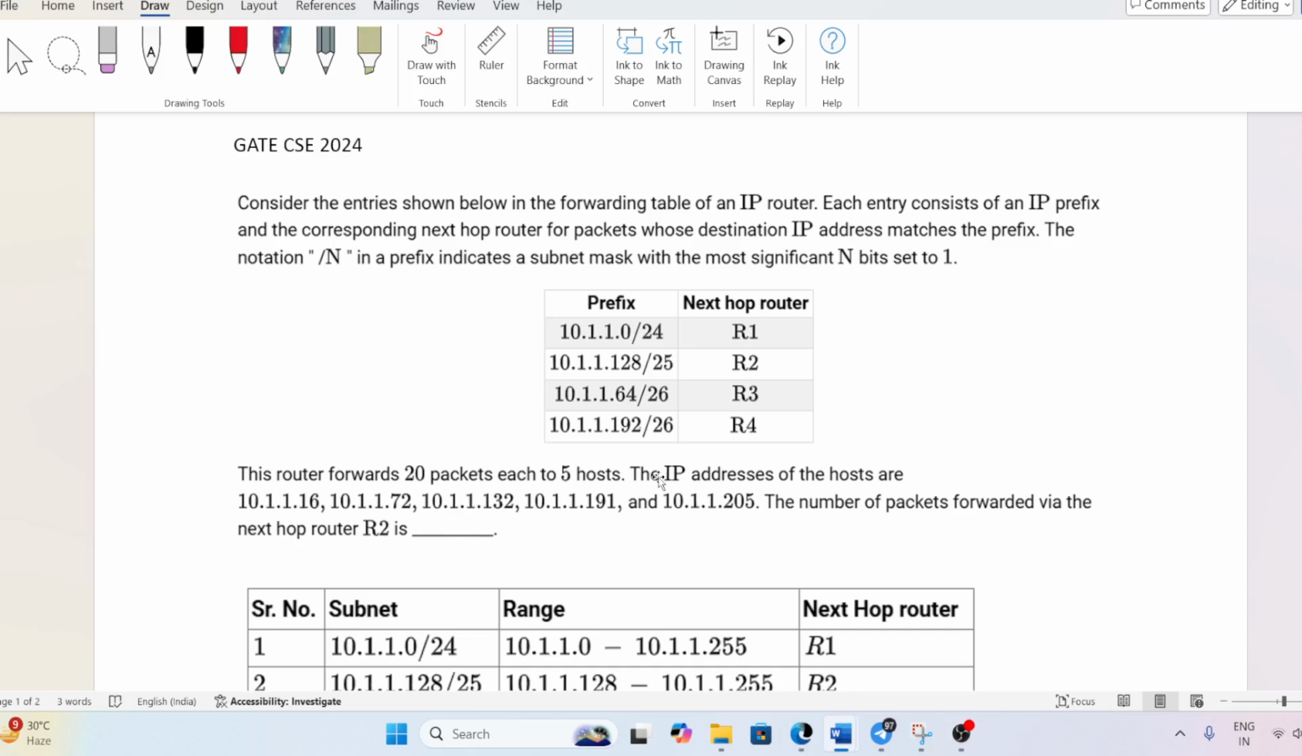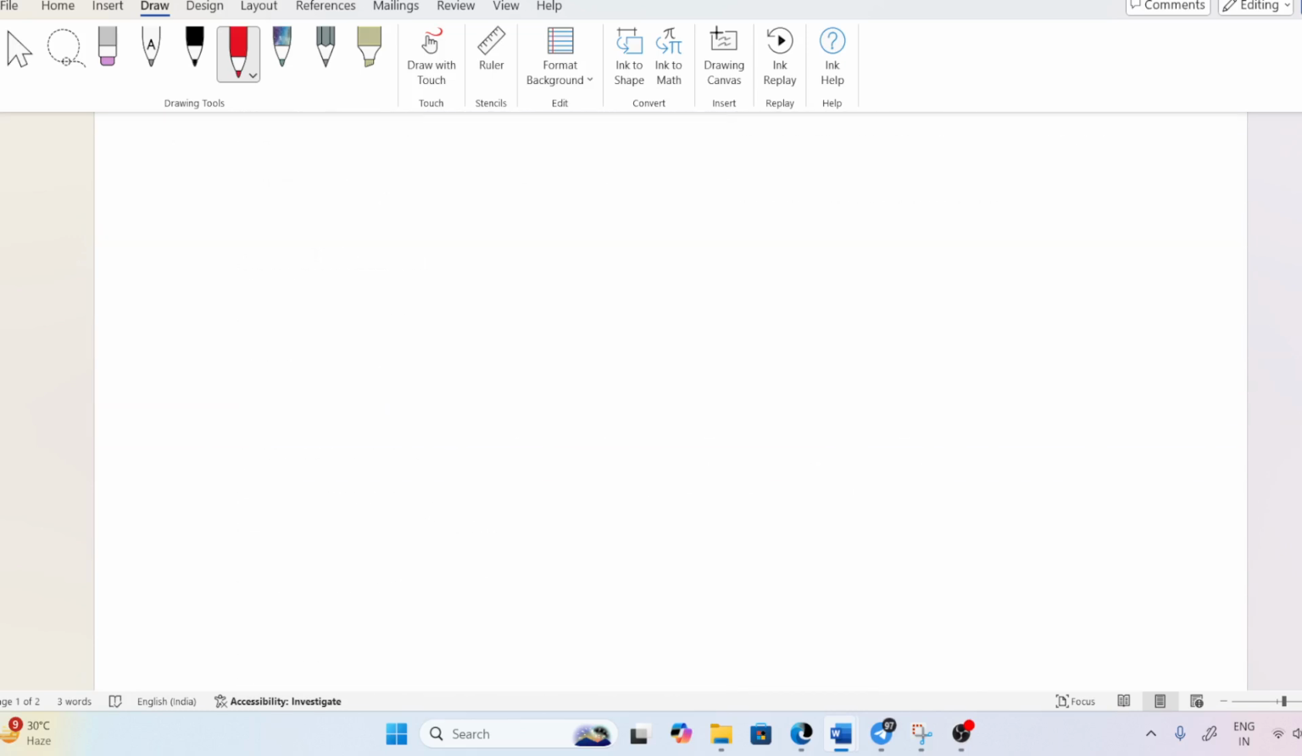So, how to solve this kind of question? First of all, your basics of networking should be very clear. Otherwise, you are not able to understand the question. He is saying that we are having the entries of a forwarding IP router. Now, what is the meaning of router here?